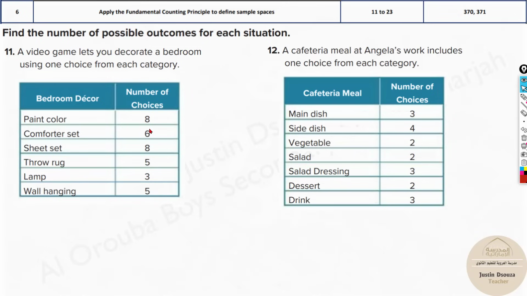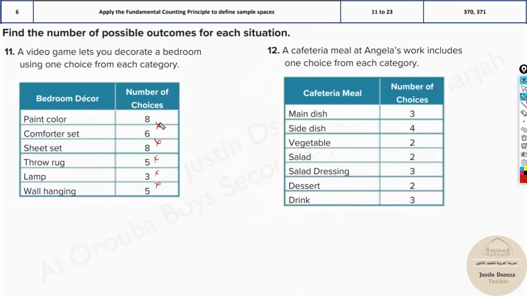Now, what are the total possible choices that you can do, like a unique choice? Say one different type of paint color, one different type of comforter set, and like this, everything uniquely. How many times can you do? How many different bedrooms can you decorate? So this is easily done by multiplying all of them. When you multiply them, you get the total possible outcomes. That is the fundamental counting principle.